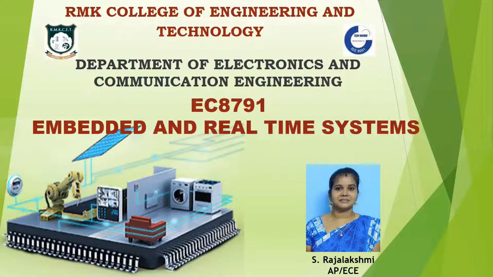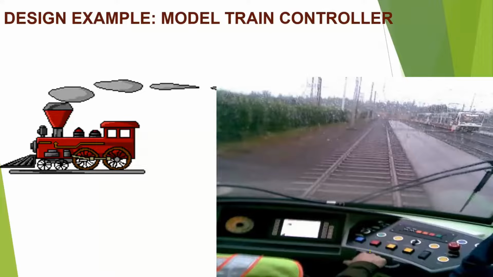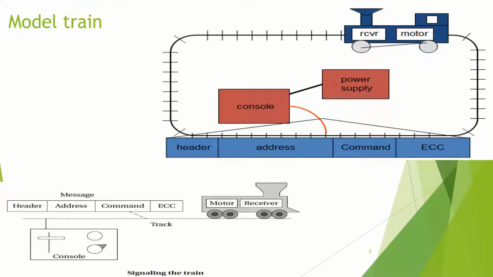In this video, I'm going to deal with the design of Model Train Controller, which is the design example given in our Unit 1. This Model Train Controller is designed to control the speed of the train coming on the track. The setup is shown in the diagram.